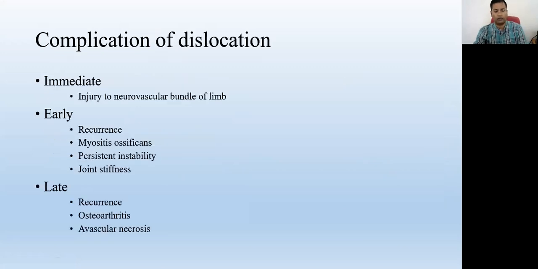There are some complications of dislocation: immediate, early and late. Immediate is a new injury to the neurovascular bundle of the limb. In the early period, recurrence is the most important factor that can happen, along with myositis ossificans, persistent instability and joint stiffness. These are the early complications, and the late complications include osteoarthritis and avascular necrosis. So these are the complications that occur in dislocation and subluxation.